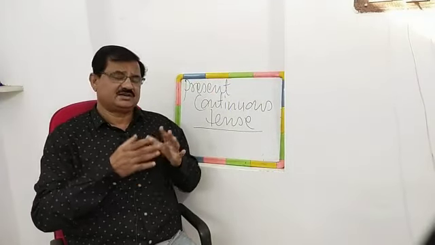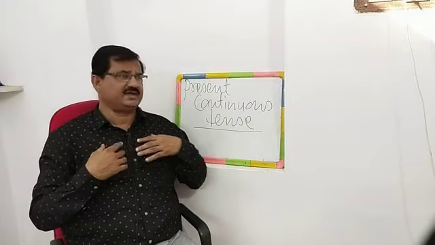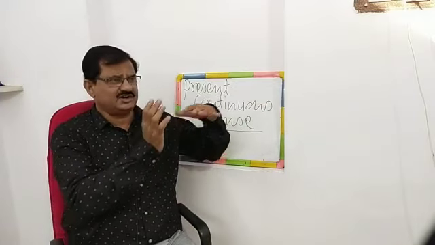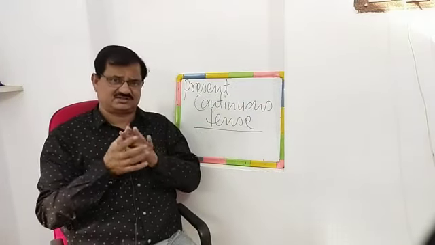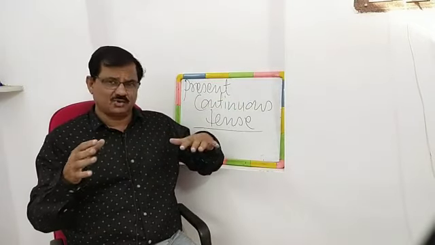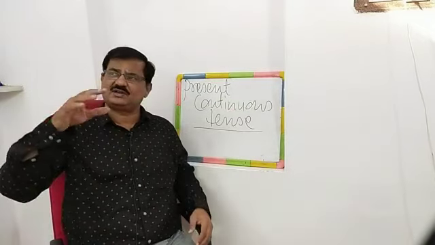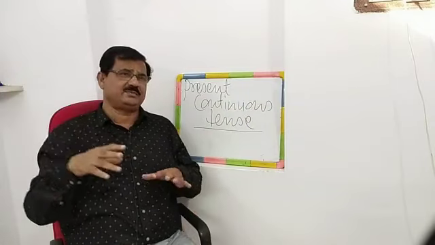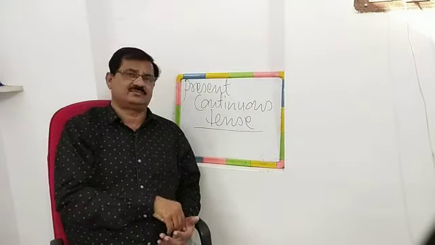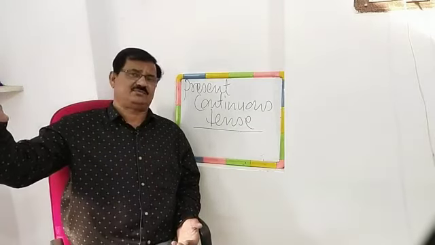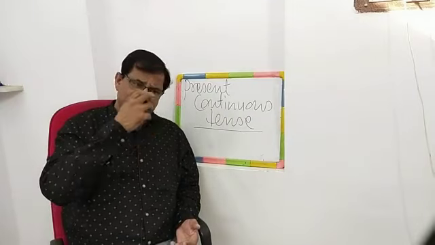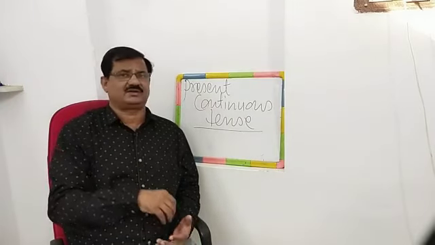Okay, at the time of speaking, at the moment of speaking, the action is shown to be ongoing. In this tense, the action is shown to be in progress. Suppose I want to say Ram is going. Ram is going means Ram is going now at the moment of speaking. Ram's departure is under process. The action has not been completed. The action is not over yet.